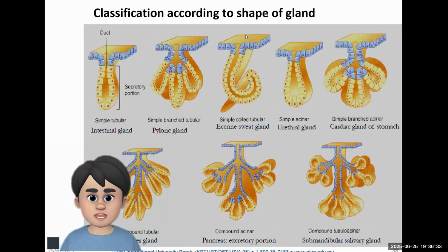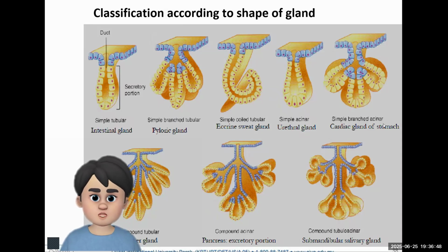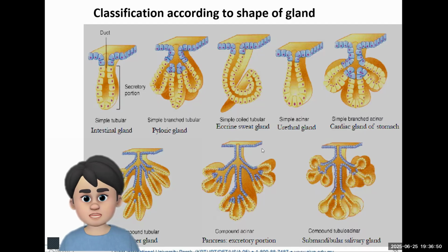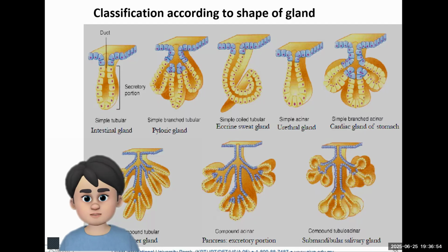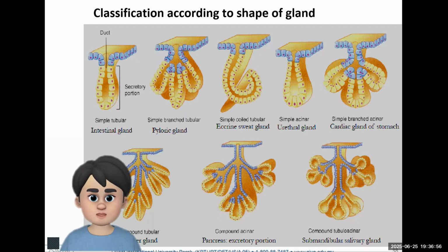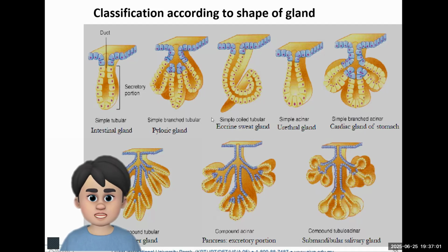Next one, classification according to shape of gland. You should remember this. Intestinal gland is simple tubular. Then simple branched tubular, simple coiled tubular, simple acinar, simple branched acinar. Others: compound tubular, compound acinar, compound tubuloacinar. You have to remember these with their examples, right?